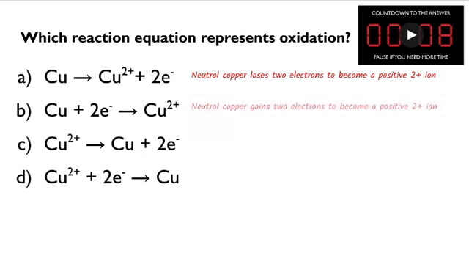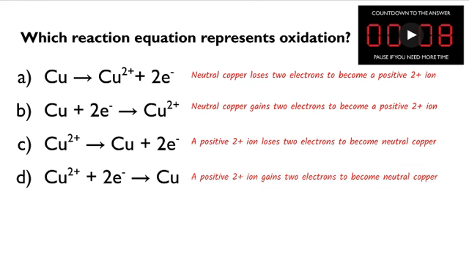In B, neutral copper is gaining 2 electrons to become a positive 2+ ion because the electrons are on the reactant side with the neutral copper. So it's got to be gaining there. Now, this doesn't really make sense because if copper gained 2 electrons, it wouldn't become a positive ion. Gaining electrons would make it negative. C, a positive 2+ ion loses 2 electrons to become neutral copper. Or D, a positive 2+ ion gains 2 electrons to become neutral copper.